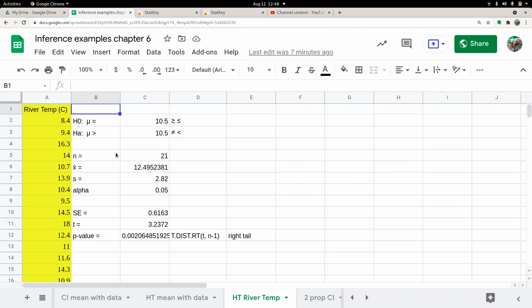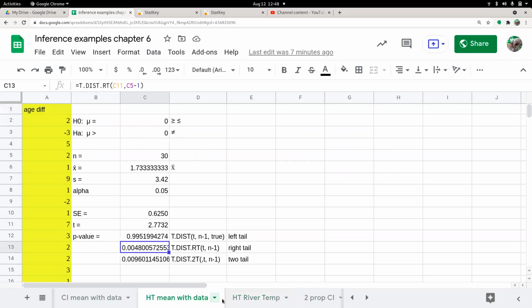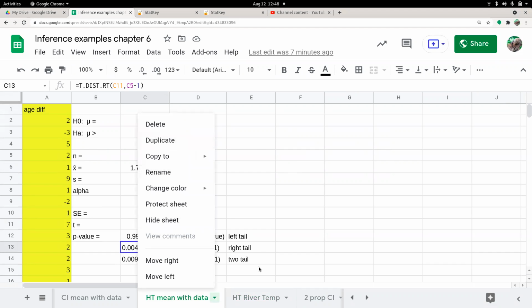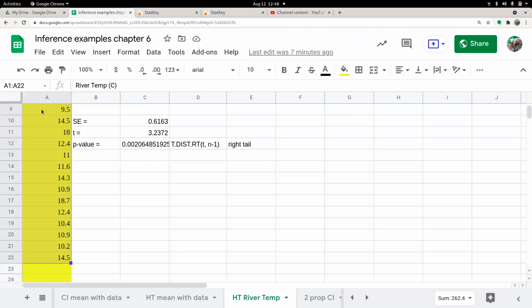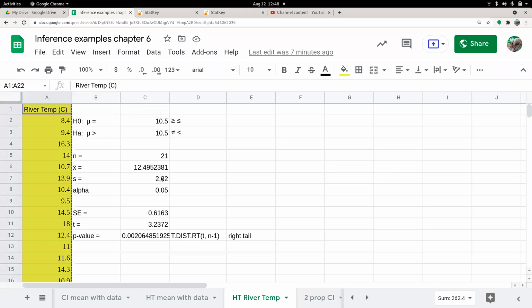So I have a spreadsheet that I've shared in several of the videos, and the link to the spreadsheet is below. So if you haven't entered it recently, you should. And feel free to make a copy of the spreadsheet and reuse it. That's what it's for. So I took the hypothesis test mean with data, and I duplicated it, and I renamed it hypothesis test river temp, and I just pasted my river data in here. And then the spreadsheet pretty much acts on its own for a lot of this stuff. It'll calculate the size, how many numbers were in there, it'll calculate your mean, sample standard deviation.